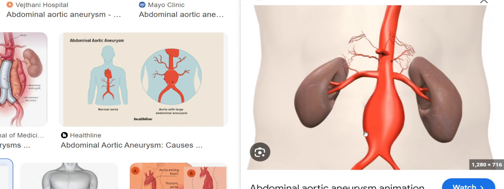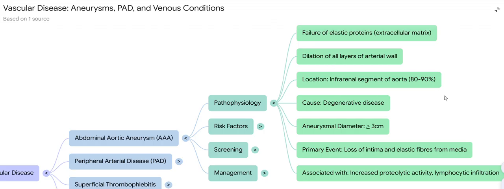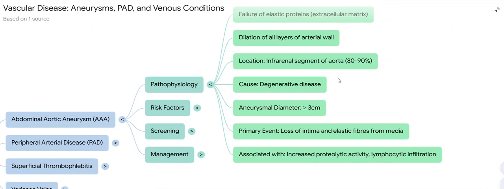So look at this diagram or picture. These are the kidneys, renal, and below that, so it's infrarenal. That's how you remember. 80 to 90% of the time. Most of the times, it is caused by degenerative diseases. Okay? We say that it is an aneurysm when it is equal to or more than 3 centimeters. Most of the times in females, it is 1.5 centimeters, and in males, it's 1.7 centimeters of diameter. But if it is more than 3 centimeters or equal to 3 centimeters, then we define it as aneurysm.